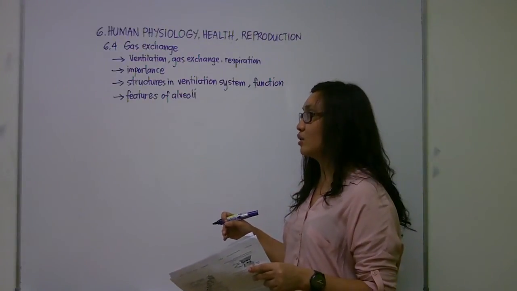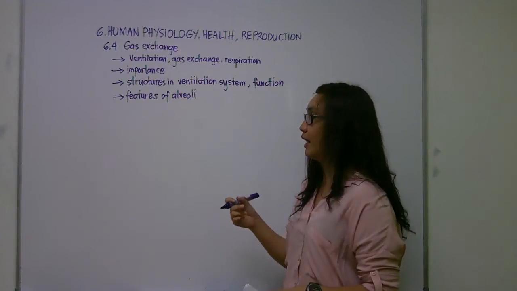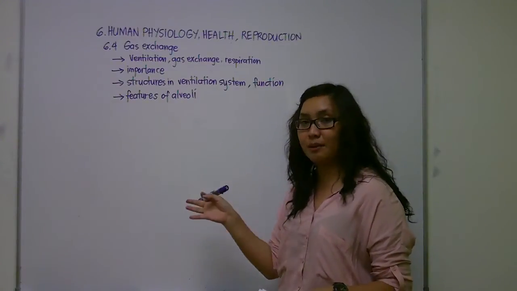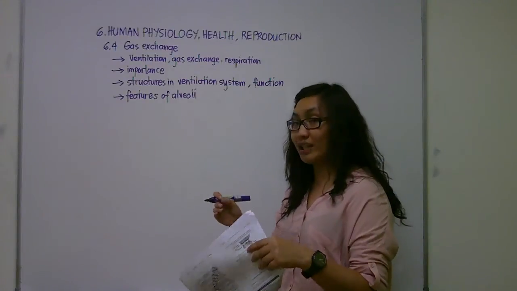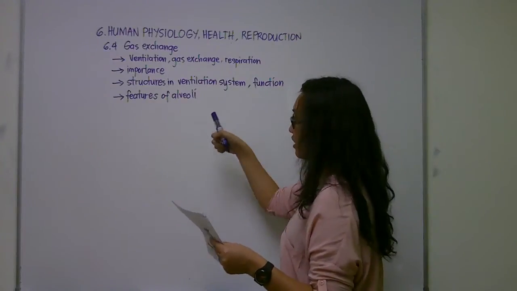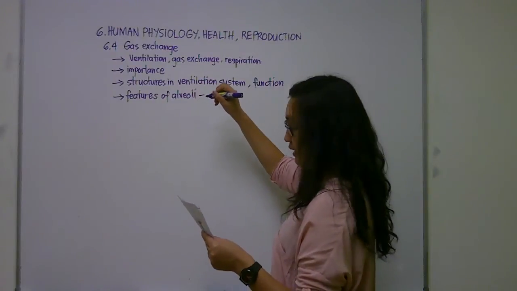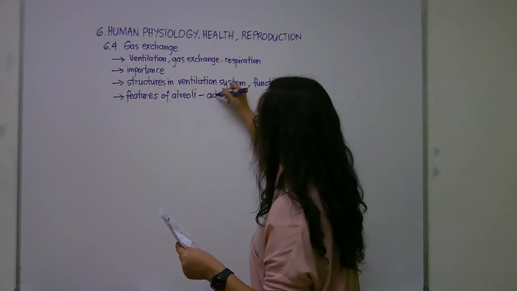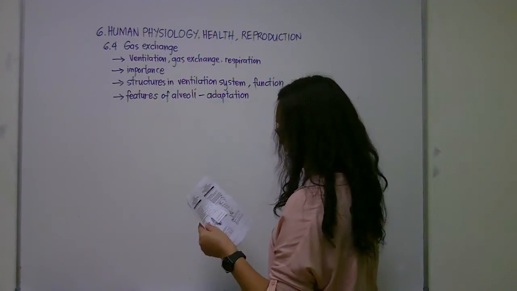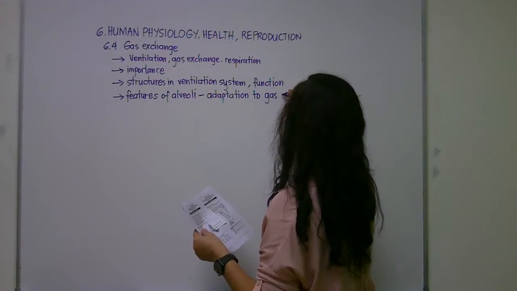And it is also supplied with rich capillaries. So there's a rich network of capillaries through which blood can easily flow, and gas exchange can occur between them. Once we have discussed the features of alveoli, we have to relate the features that we have discussed to the adaptation of this feature to its function, which is for gas exchange.